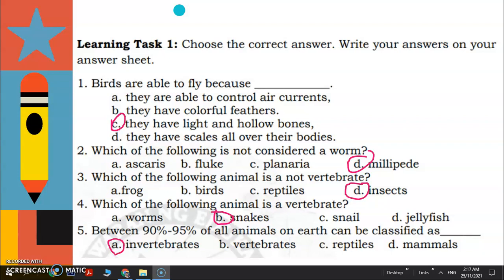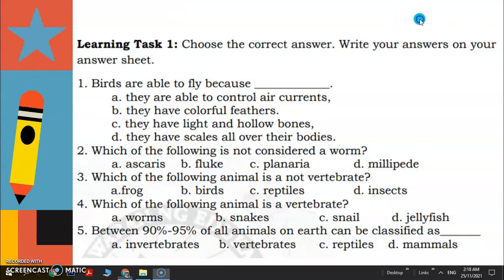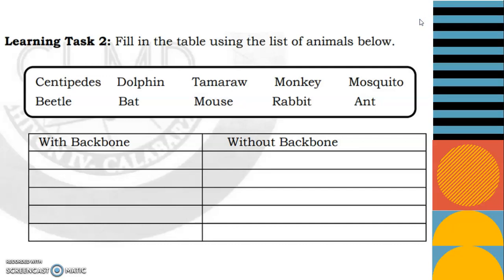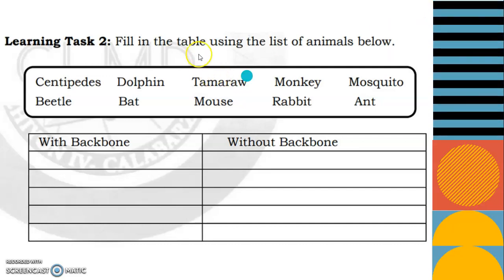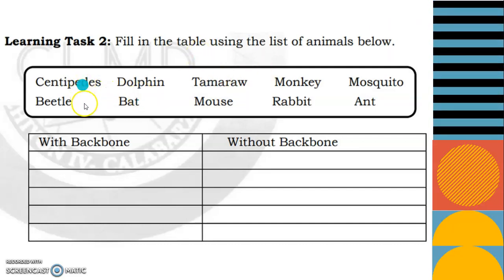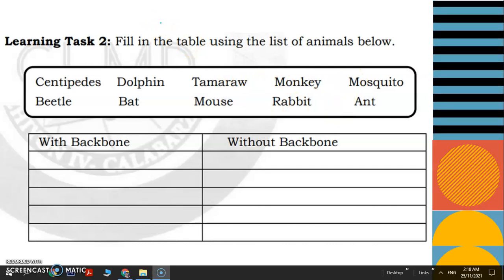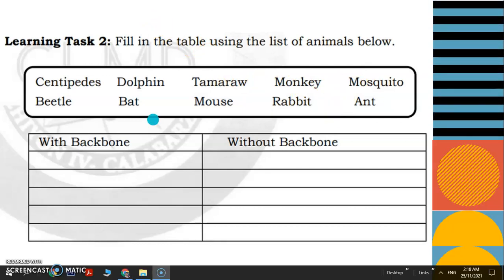Dako na tayo sa susunod. Fill in the table using the list of animal below. So, i-classify natin ang centipede, beetle, dolphin, bat, tamaraw, mouse, monkey, mosquito, rabbit, and ants. Alamin natin kung yan ba ay with backbone or without backbone. So, alamin muna natin lahat ng animals na may backbone. So, una, ang dolphin.